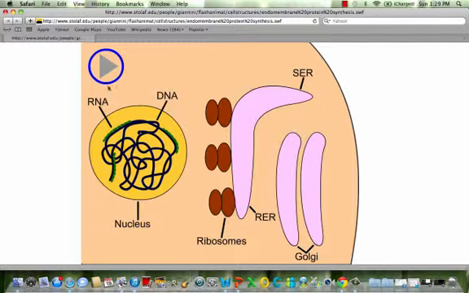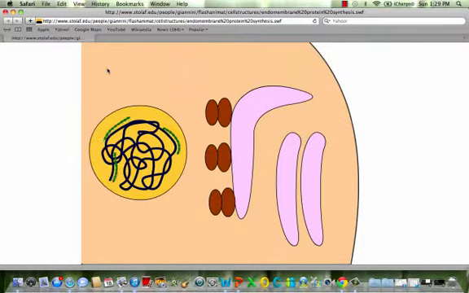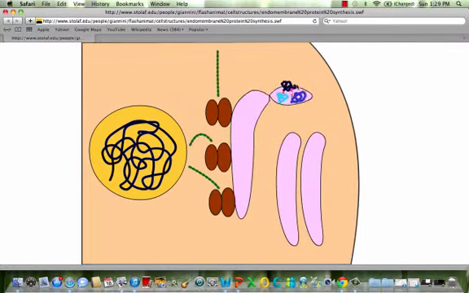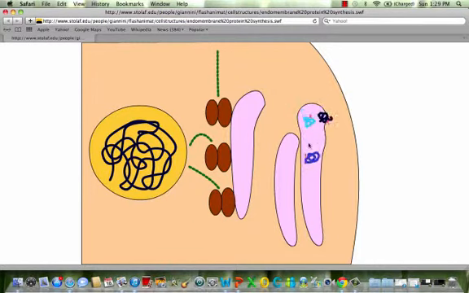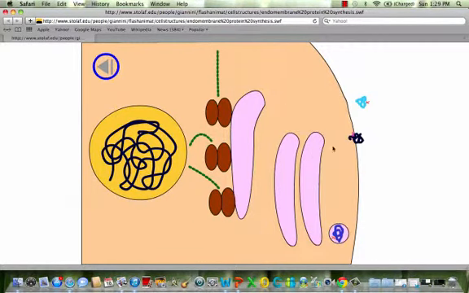Okay, so we're going to start in the nucleus. We're going to make RNA copies of the DNA, and the RNA is going to travel to the ribosomes, where we're making our proteins that are going to be exported. Here comes the transport vesicle. Process those proteins, add side groups, and as you can see, this protein is released.